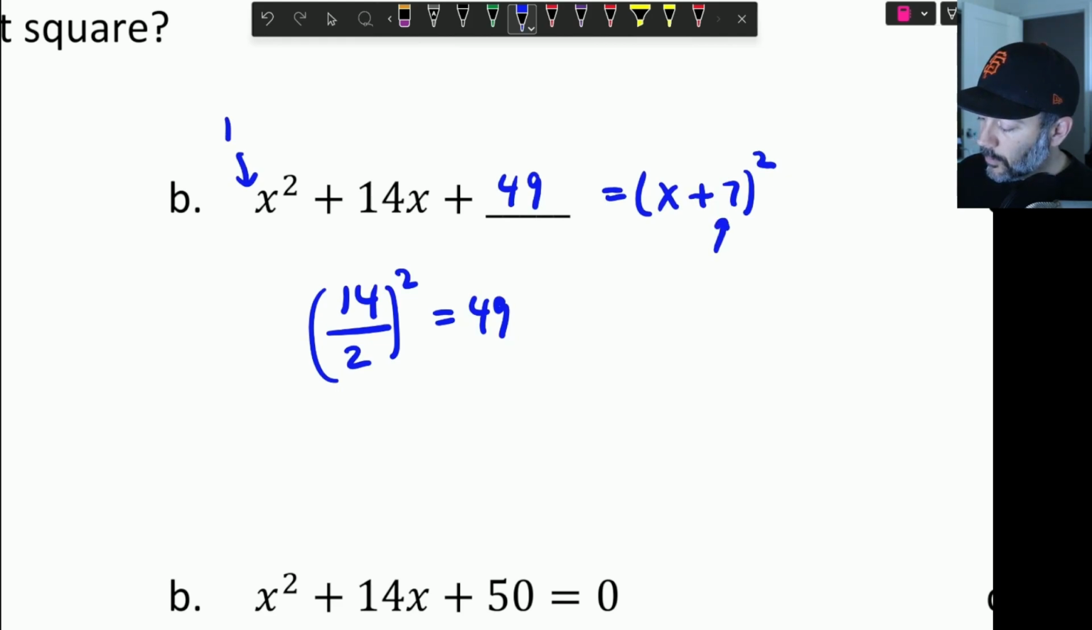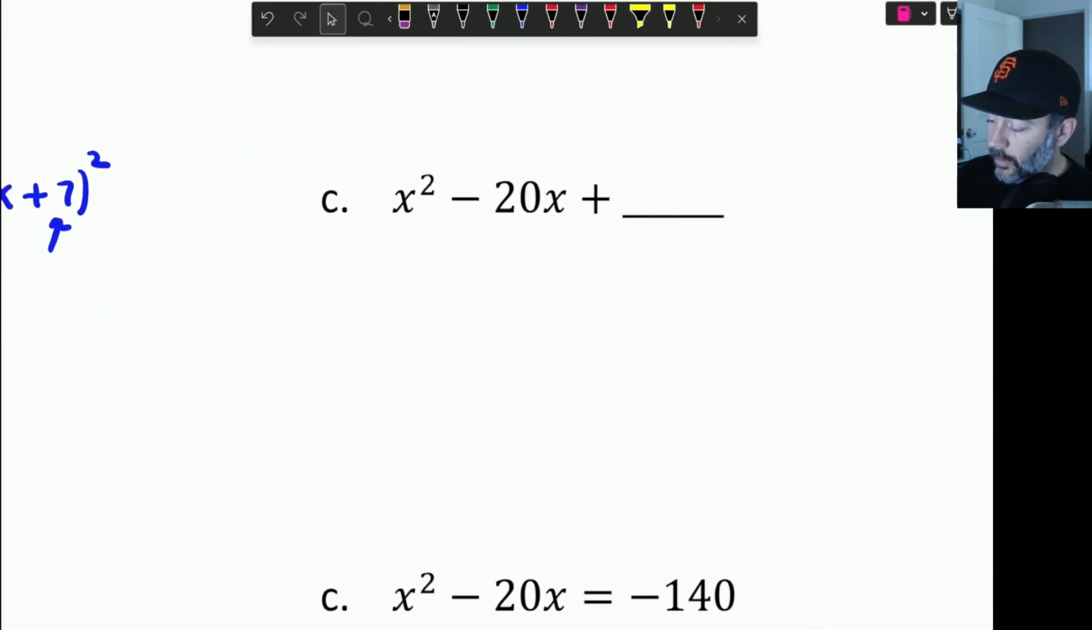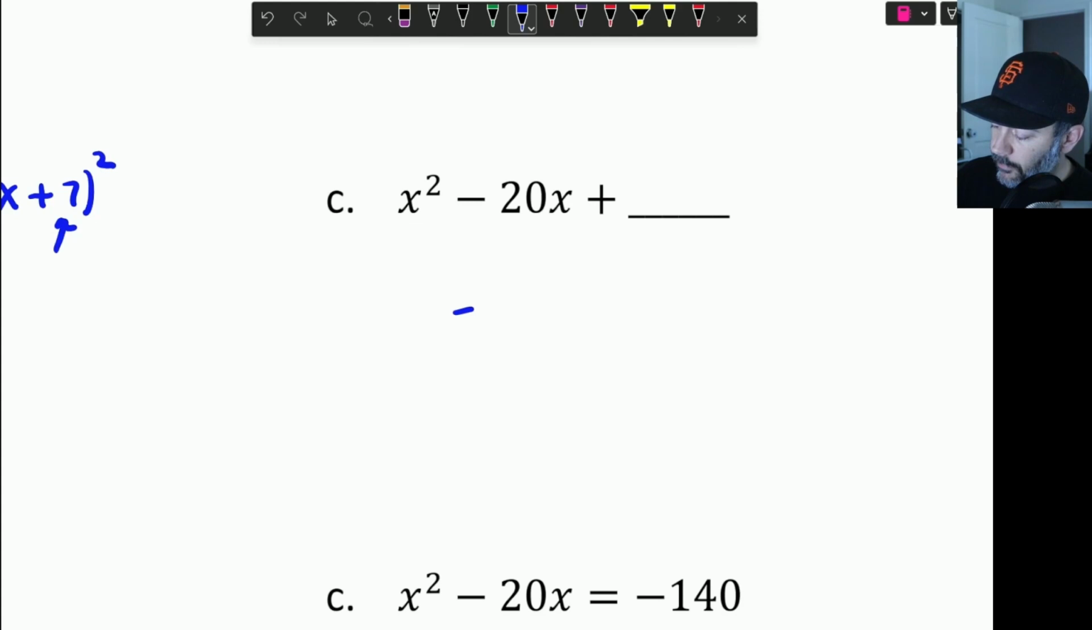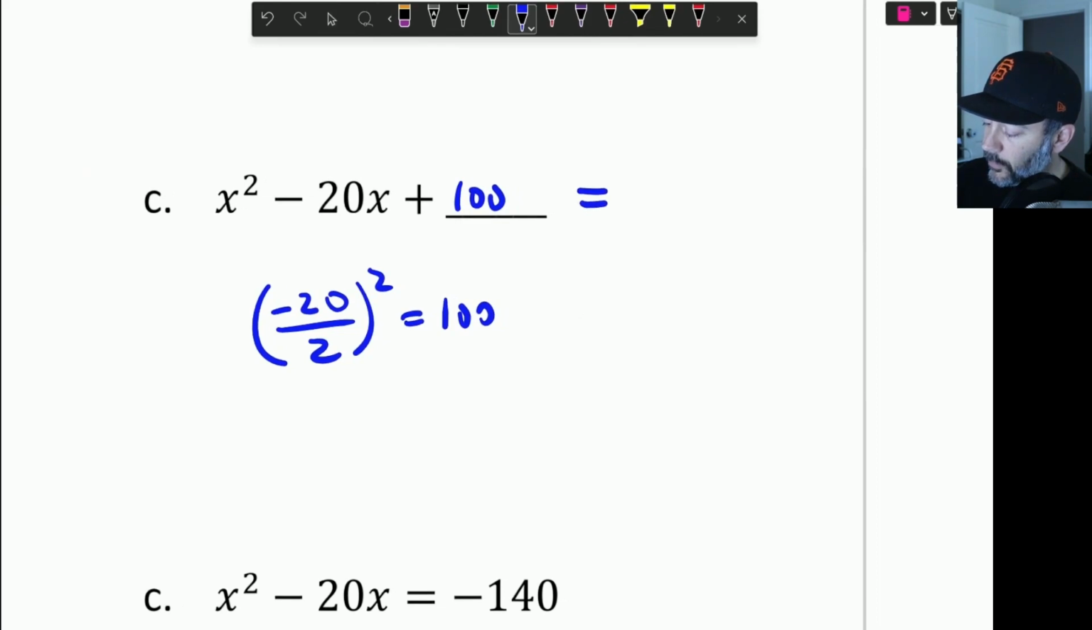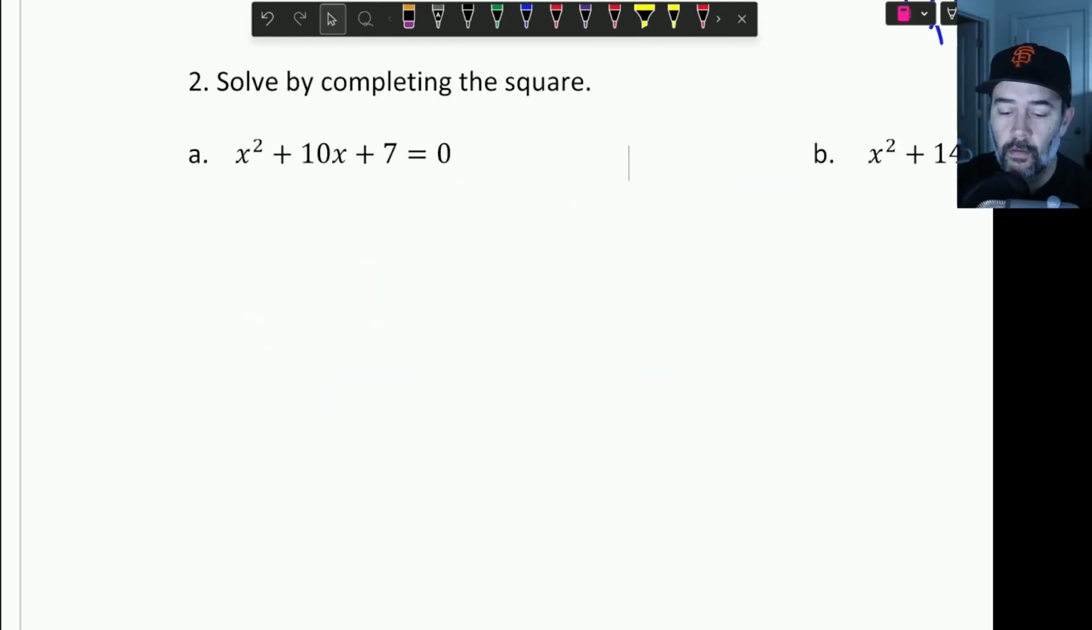And by the way, the number that goes here is always the number that's inside the parentheses here. It works out every time. It works just the same when it's negative. Negative 20 divided by 2 is negative 10, squared is positive 100. Positive 100 goes here, and now I have a perfect square, and it is x minus 10 squared. The number that's in here is negative 10, and that's what goes over here. It works every time.